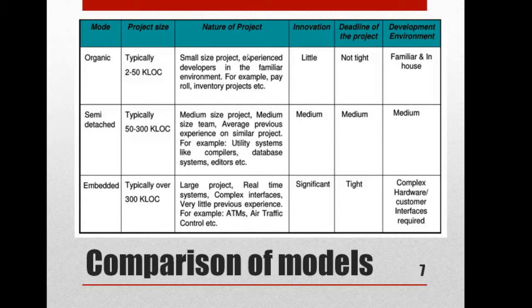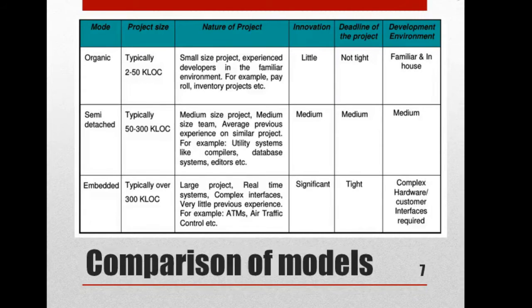So the size is 2 to 50 kilo lines of code. And there won't be much innovation because you already have the modules. You can directly use those modules, add some features and deliver it. That is why it is called organic. Innovation will be very little. And the deadline of the project is not tight, because they'll be asking the client for say 1 month, but you can complete the project in say 1 or 2 days or maybe 10 days, and the remaining 20 days we can be free.